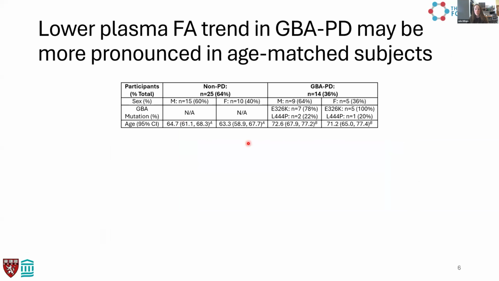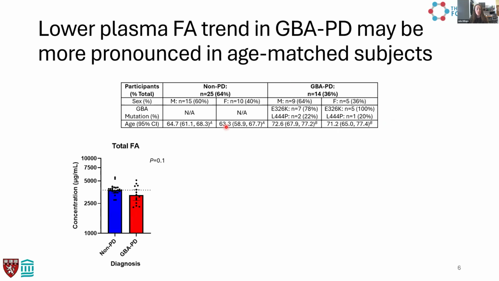I wanted to revisit the age difference that I mentioned briefly before because I wanted to make sure that the trends that we were seeing are not driven by the fact that the individuals with GBA-PD are older than the non-PD individuals. This is an aggregation of all of the fatty acid concentrations that we looked at in the heat maps before, where we see this trend for lower concentrations of fatty acids in the plasma of individuals with GBA-PD.